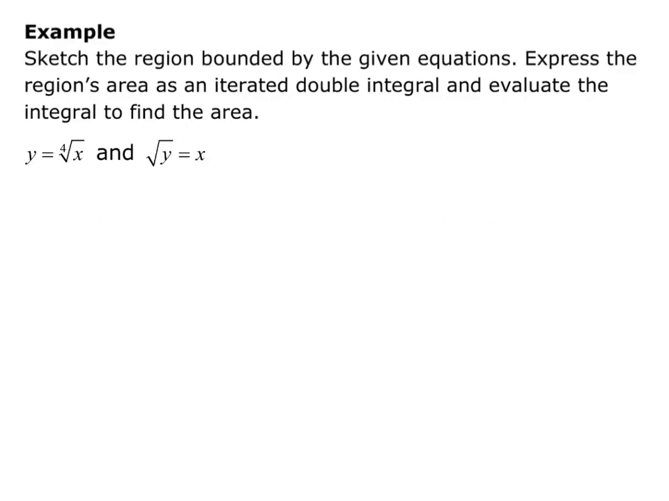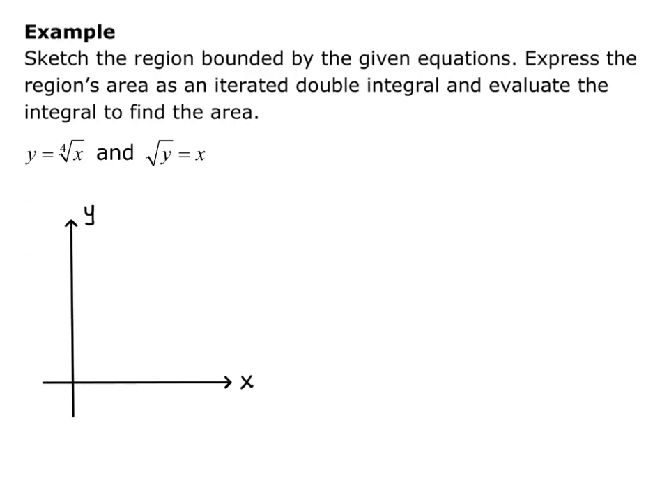Example: sketch the region bounded by the given equations. Express the region's area as an iterated double integral and evaluate the integral to find the area. We're given the curves y equals the fourth root of x and the square root of y equals x. Our first step is to graph the two equations in the x y plane and get a sense of what our region will look like.